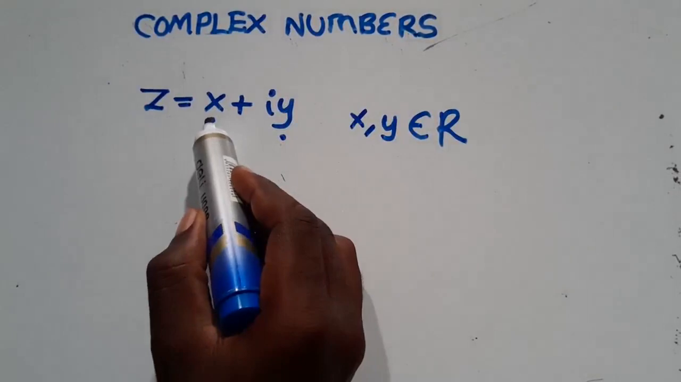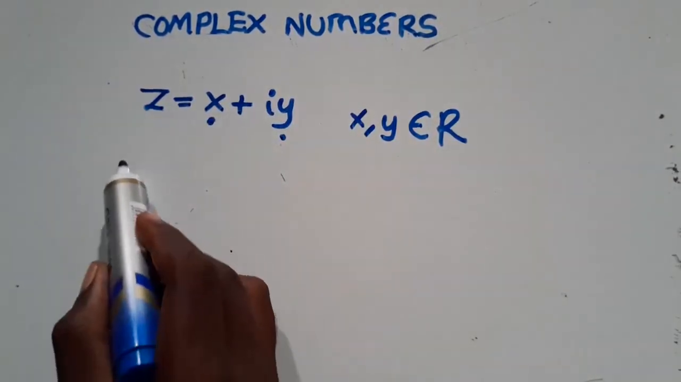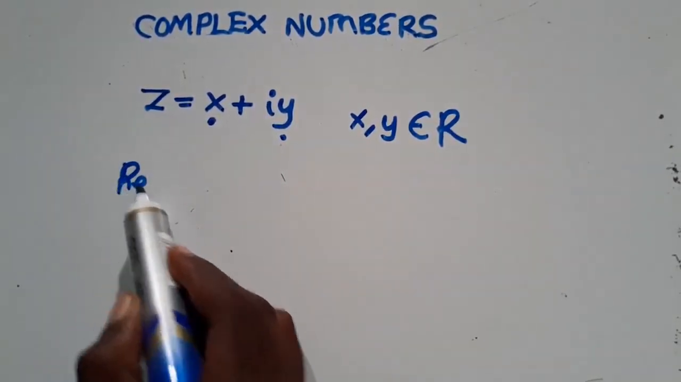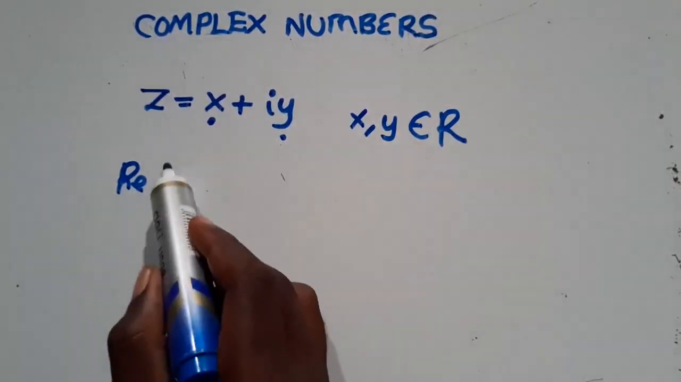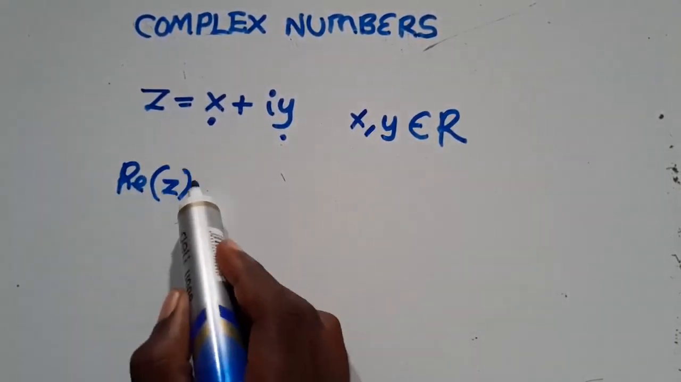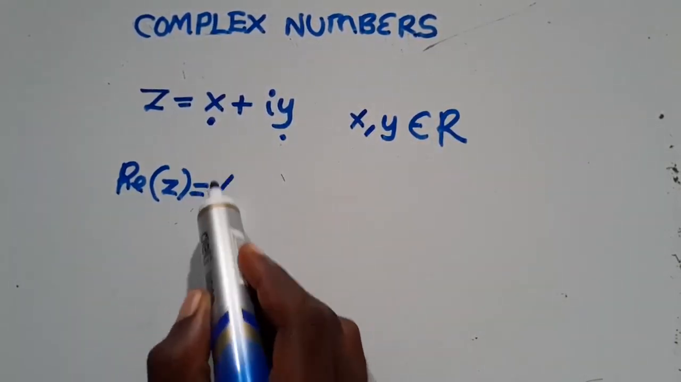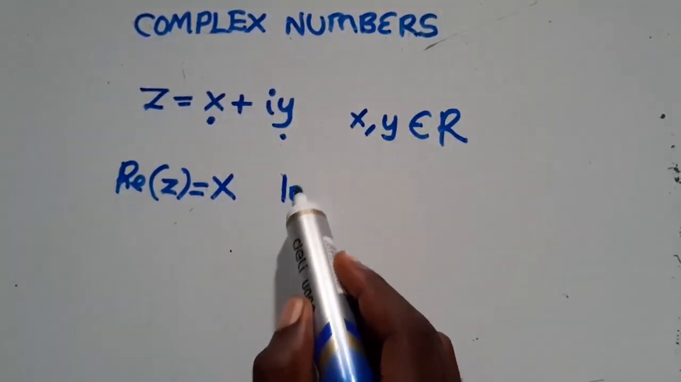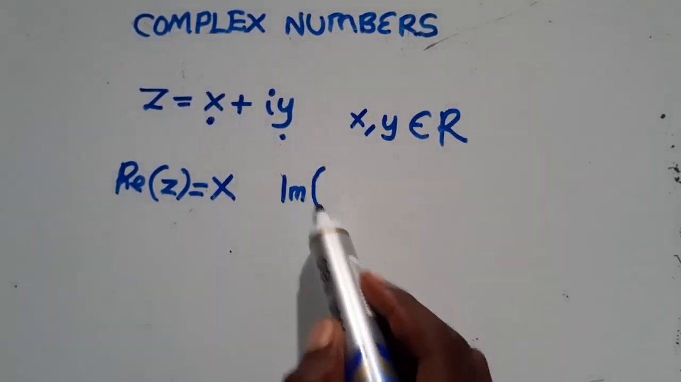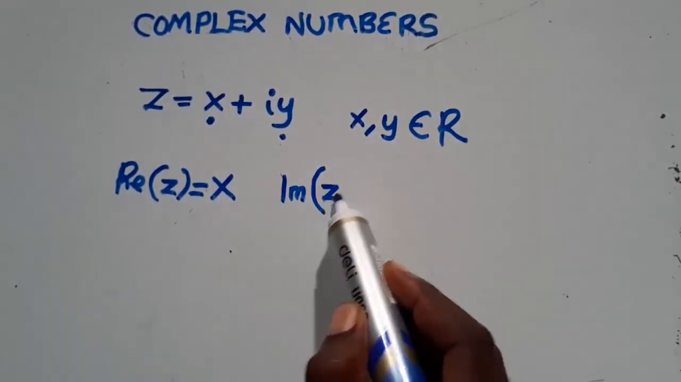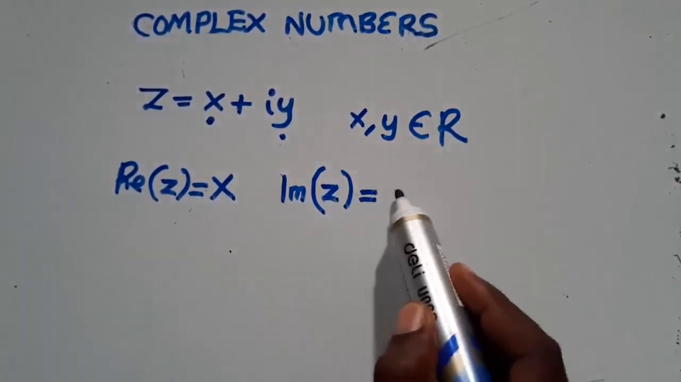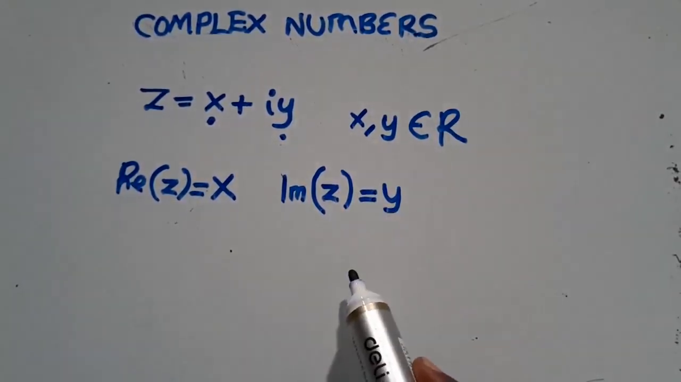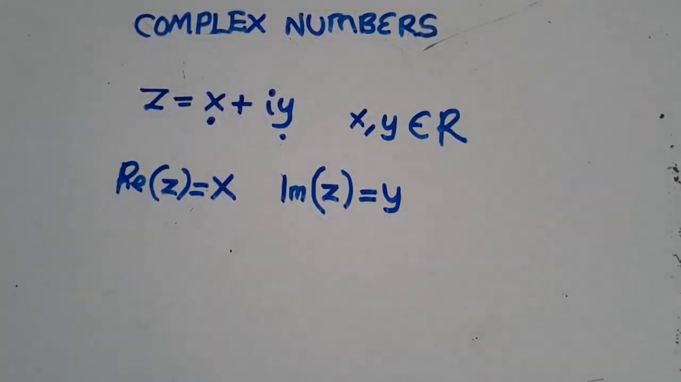The x here is called the real part of z. So the real part of z is x. And we also have the imaginary part. The imaginary part of z is equal to y. This is what you are supposed to know and understand.